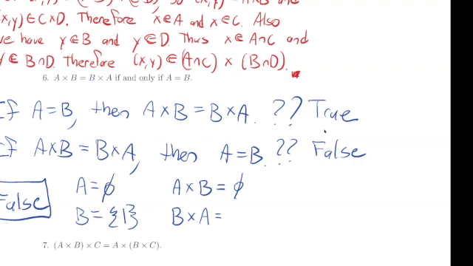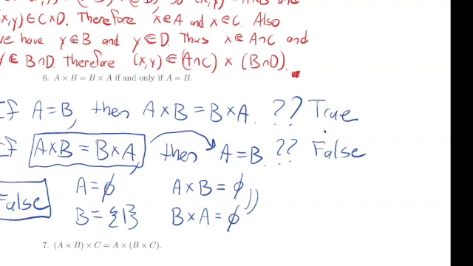And what do you think happens if I take B cross A? Would you get the empty set again? We would get the empty set again. And so here's a case where A cross B and B cross A are equal, but A and B are not the same. So we've shown that for this part of the biconditional statement, the hypothesis is true. Those are equal to each other, but the conclusion is false.